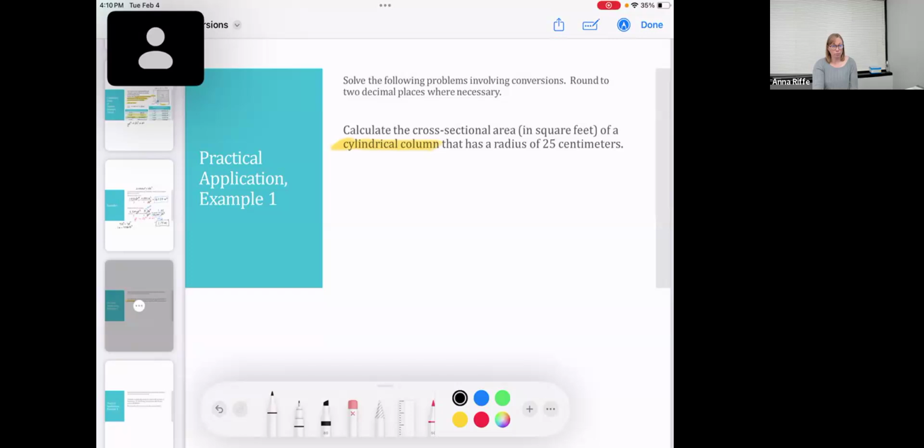So this is an area problem. I like to draw a picture just to get an idea of what is happening here. So we have this column. It is cylindrical. So it's shaped like a circle with some height to it. We are told that the radius is 25 centimeters. We want to find this area of that cross section.